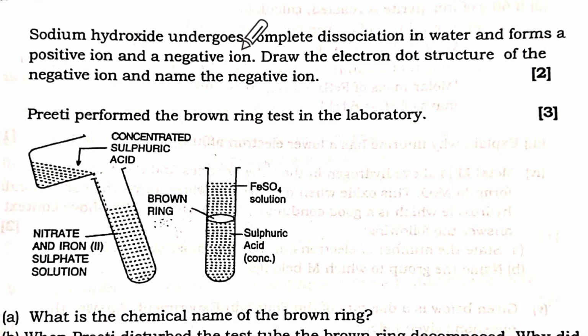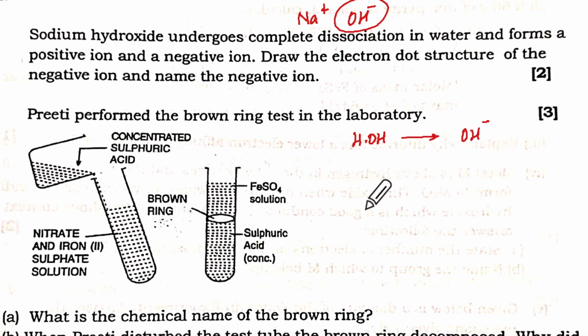So sodium hydroxide undergoes complete dissociation in water and forms a positive ion and a negative ion. So it is going to be Na1 plus and OH1 minus. Draw the electron dot structure of the negative ion, that means hydroxyl ion, and name the negative ion. So remember, this hydroxide has come because of water, basically it is H dot OH, which is going to give you OH1 minus.